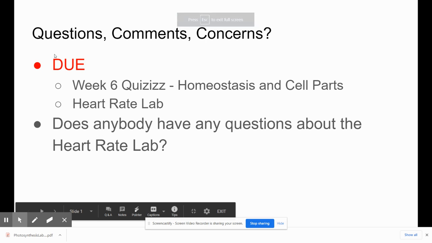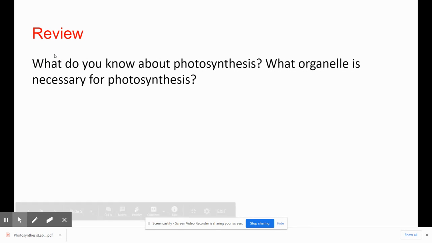Hey, so this week we are going over photosynthesis. So, what do you know about photosynthesis? What organelle is necessary for photosynthesis? If you think back to our review last week over the different cell parts, the cell part that is necessary for photosynthesis is going to be a chloroplast. So, photosynthesis will be happening in the chloroplast of the cell.